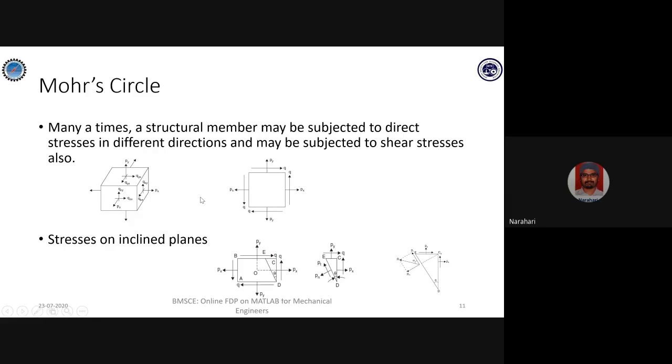But in most problems we try to simplify it and say it is a plane stress element, as shown in the right side figure. So we are generally interested in finding out the normal stress and tangential stress on a plane inclined at some angle theta within this particular compound loaded element. So with that, we try to go ahead.